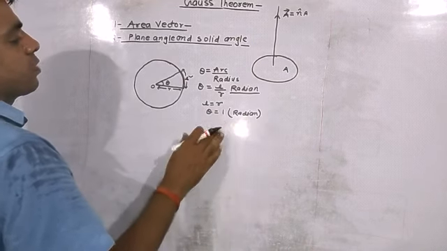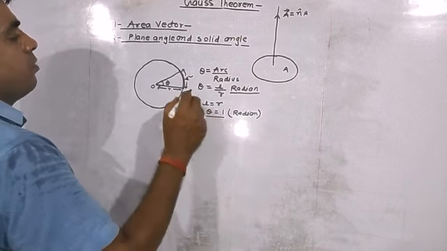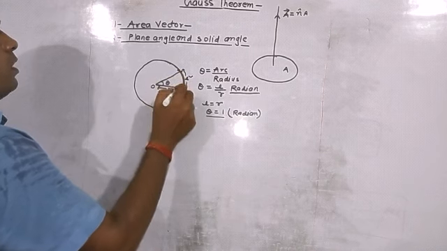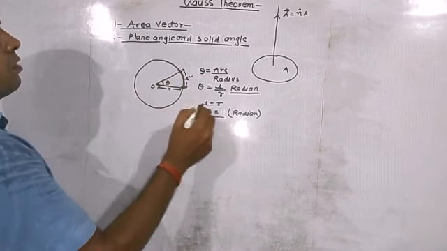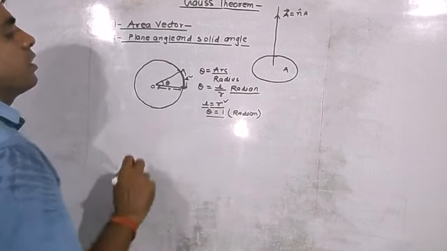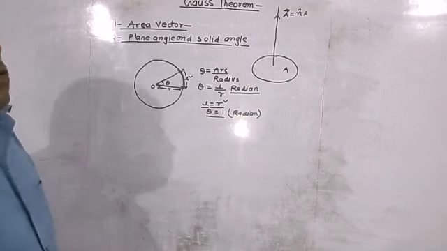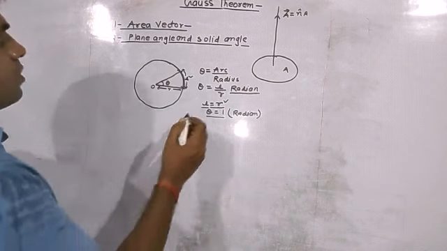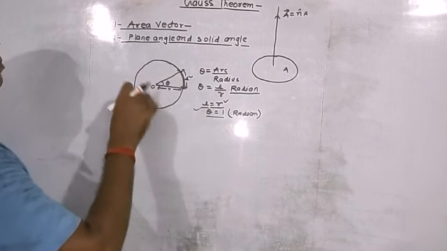So what is 1 radian? 1 radian is the angle formed by the arc at the center when the length of the arc is just equal to the radius of the circle. That is called 1 radian. So this is 1 radian, and this is the plane angle.